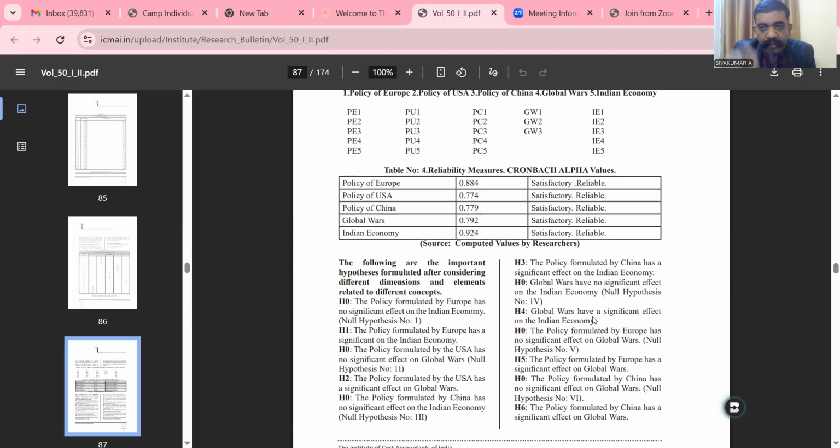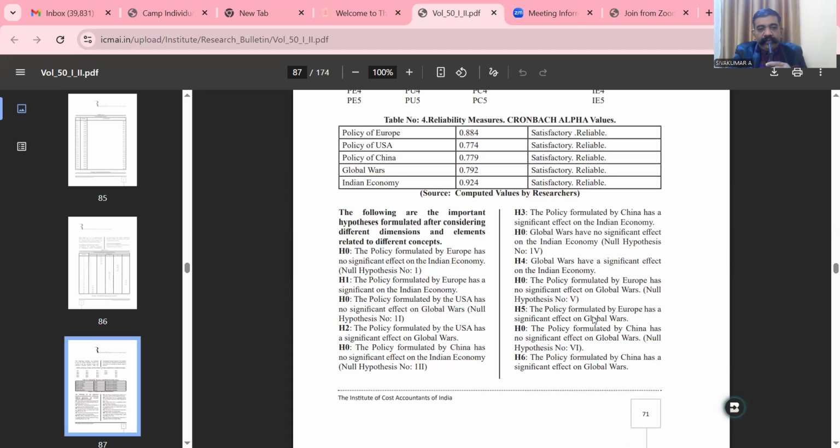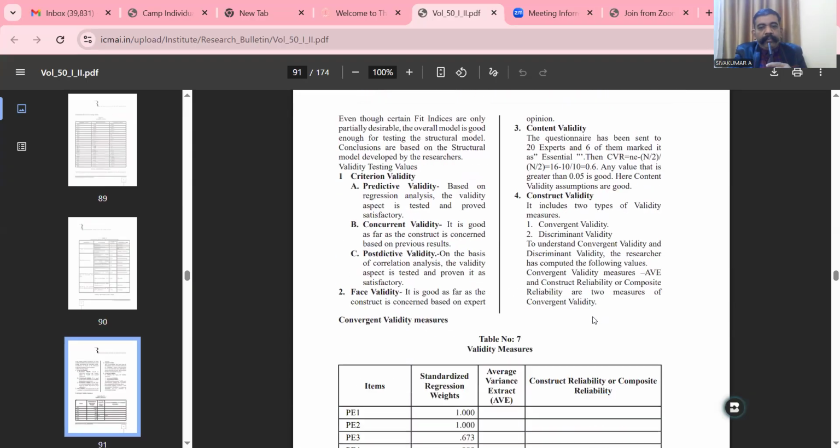Now we have to check the hypotheses. That is the important interpretation related to structural equation modeling. Whether the null hypothesis can be accepted or rejected, that is the question we have to answer on the basis of the structural equation modeling result. That is the most important interpretation related to structural equation modeling. Whether we can accept or reject the null hypothesis, that is the question.